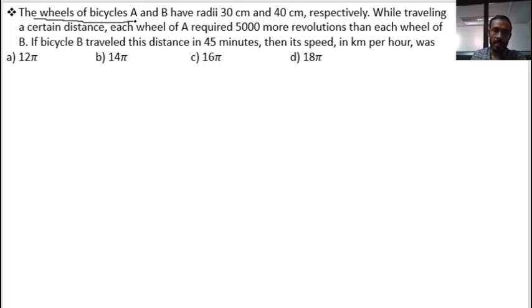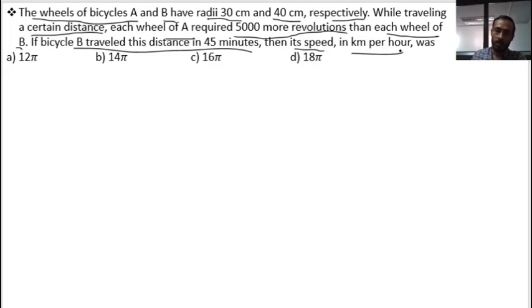The wheels of bicycle A and B have the radius of 30 centimeter and 40 centimeter respectively. While traveling a certain distance, each wheel of A required 5000 more revolutions than each wheel of B. If bicycle B travels this distance in 45 minutes, then its speed in kilometer per hour will be what?